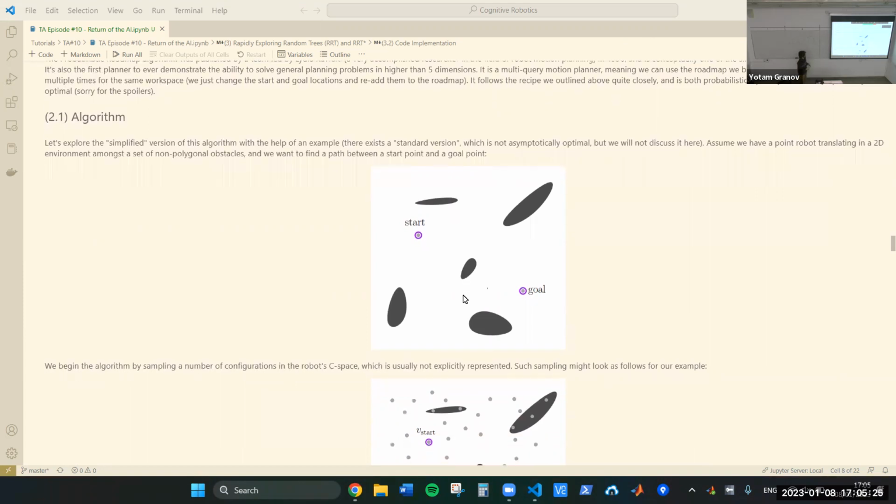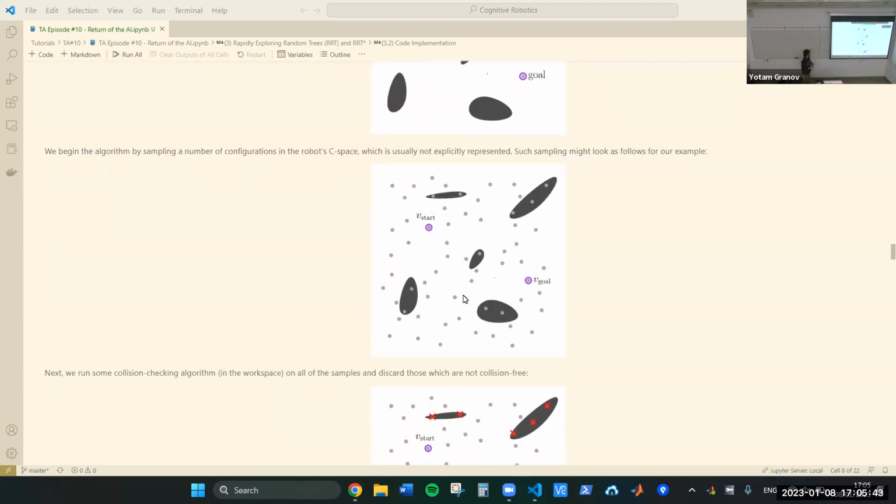So I'll explain it through an example. Say I have this 2D C-space or workspace. I'll just say it's a point robot so that they're equivalent. And I'm going to go from start to the goal, and here my obstacles are not polygonal, so I can't use any of our exact methods. And I'm not going to bother with the grid-based method.